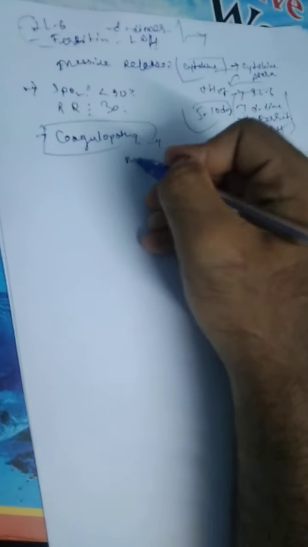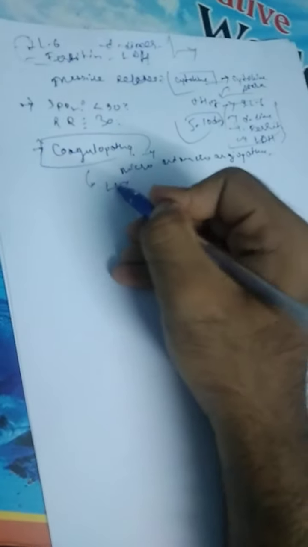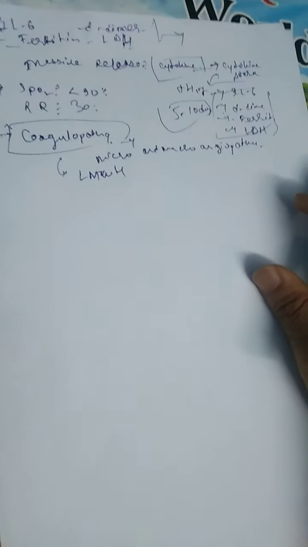The coagulation profile is deranged in the body, so it leads to micro and macro angiopathy. That means there is a lot of thrombosis formation, and to prevent those thromboses we give LMWH, low molecular weight heparin, to the patients.